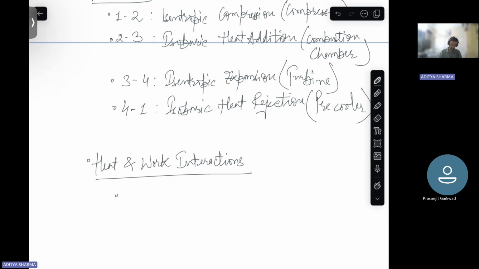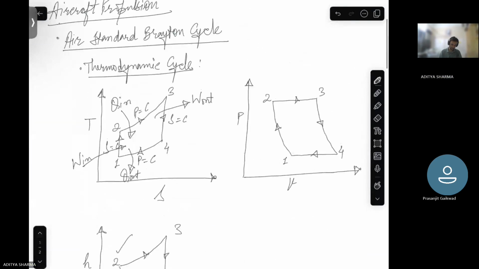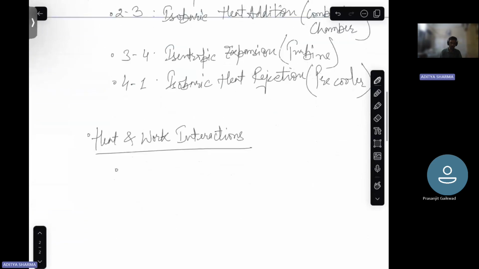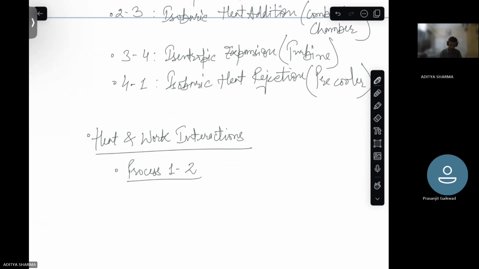Now the first process we will see is the compressor, 1 to 2. Okay. So about heat addition or about heat or work, if you have to comment about this process, one thing you can comment is there is no heat transfer in this process, right? So Q12 is 0.